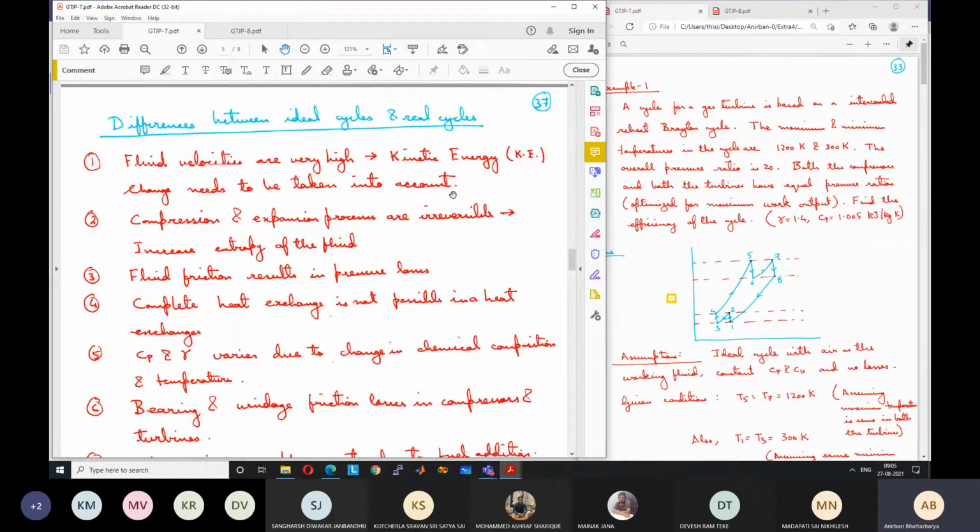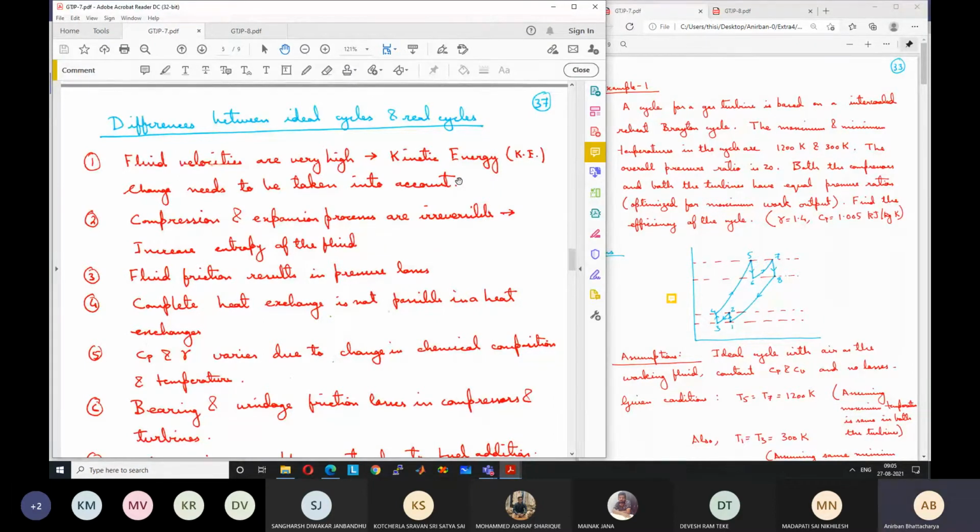So all these cycles we have studied till now, with a lot of assumptions, such as we had considered air for the gas. Okay, so it was ideal gas with air, with constant Cp and Cv values, and all the processes were ideal. There were no frictional losses. A lot of assumptions have been taken.